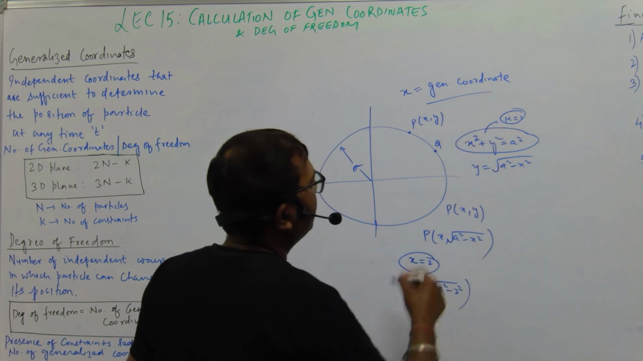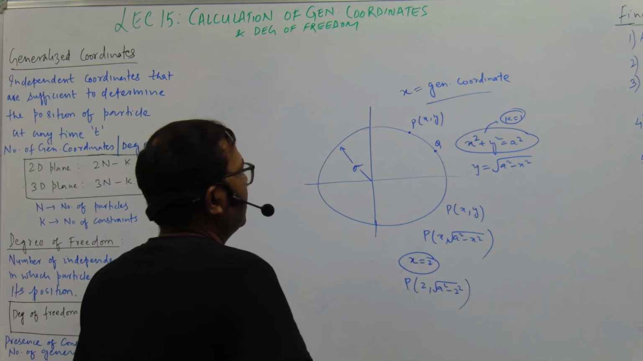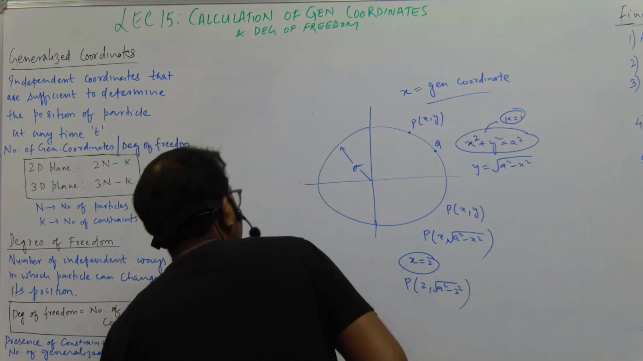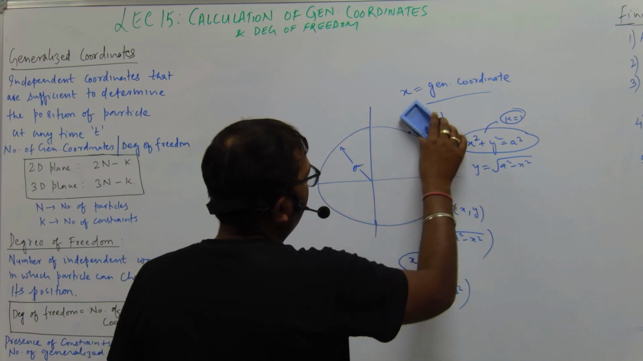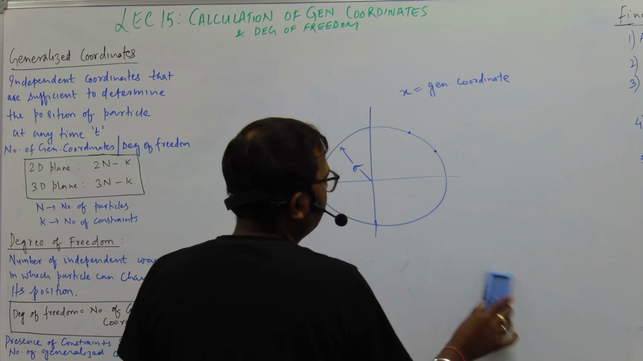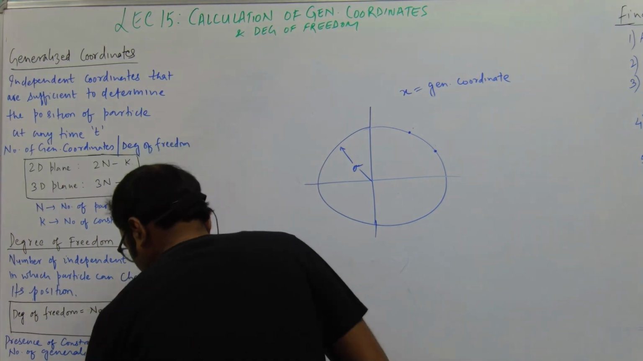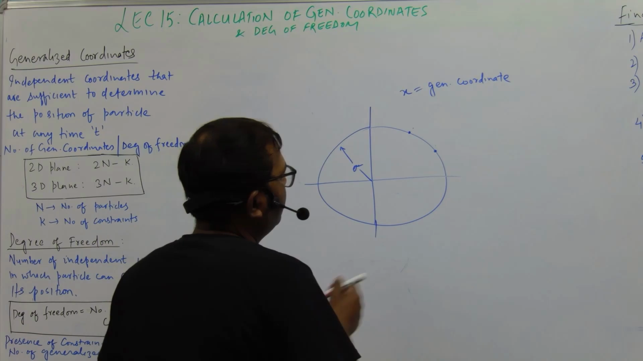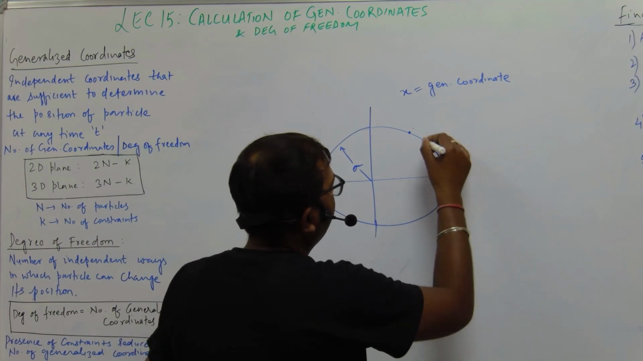So this is the case in Cartesian coordinates. Let us discuss this in terms of polar coordinates. So we have the polar coordinates, so any position can be represented as (a, theta).